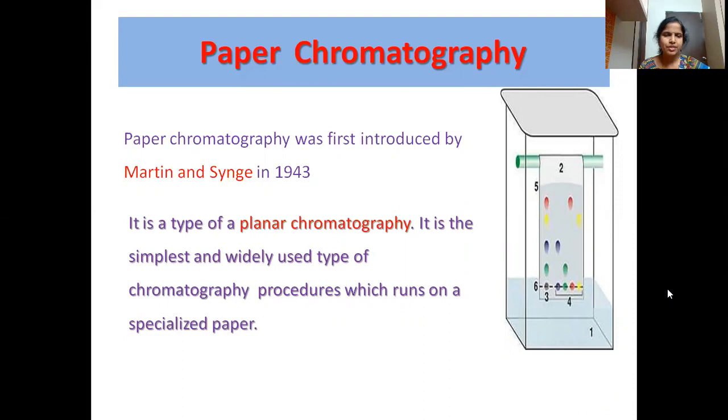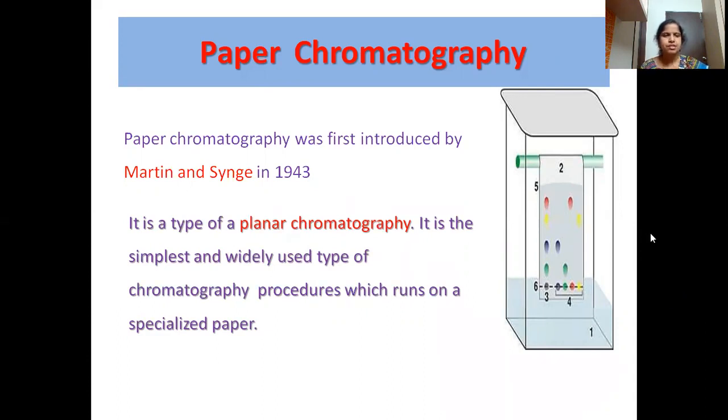What is planar chromatography? In the last class, I told you that the separation is mainly taking place on the surface of the paper here, whereas in TLC, it is taking place on the surface of the glass plate. Now in paper chromatography also, you can see the separation is taking place on the surface of the paper and it is on one plane. So it is known as planar chromatography.